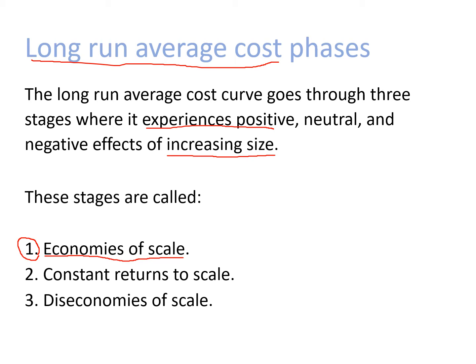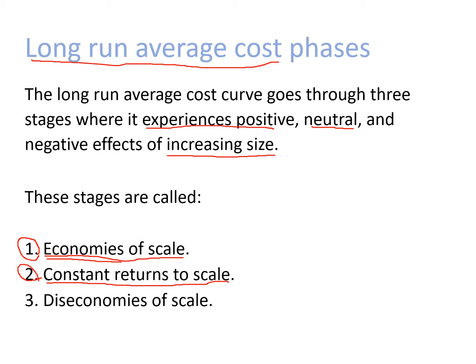The second stage is neutral, meaning that the costs are remaining constant. We have constant returns to scale. So at the second stage, we have stopped achieving economies of scale in the particular company, right?